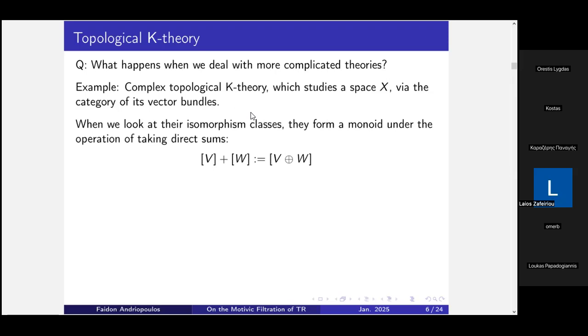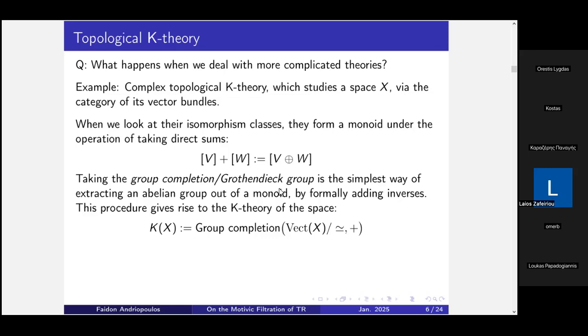When we have two vector bundles, essentially locally, a trivialization of a vector bundle just gives us a vector space on a manifold. So what we can do is add them together by taking direct sums. When we look at the isomorphism classes, they form a monoid under the operation of taking direct sums. So formally, we can add two isomorphism classes by taking as a result the isomorphism class which corresponds to the direct sum of the two vector bundles. This is a monoid.